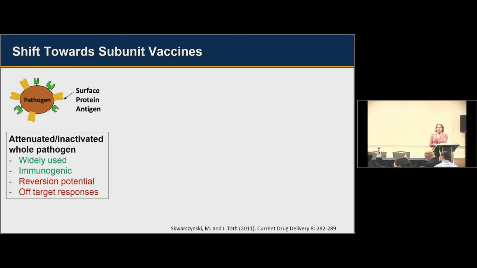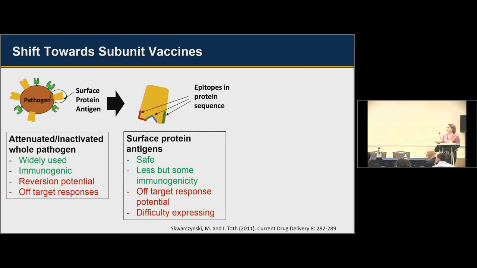And so sometimes those off-target responses are very obvious in something like a cancer vaccine, but even in infectious disease, an off-target response can focus the body's immune response towards something that is not productive to actually fighting disease. And so we want to be able to focus the immune response onto the targets that will best protect the patient. So you can zoom in, and instead of vaccinating with an entire pathogen, you can, for example, vaccinate with a single protein or a combination of proteins from the surface of the pathogen. And so this is safer.